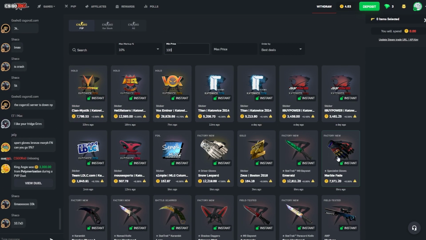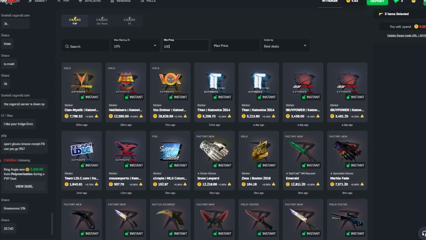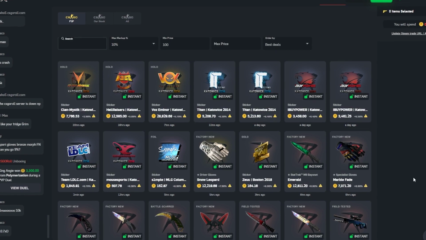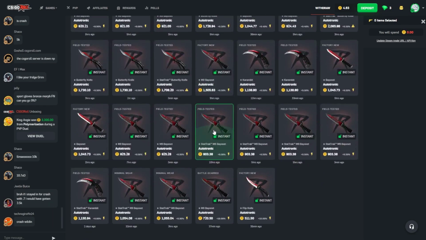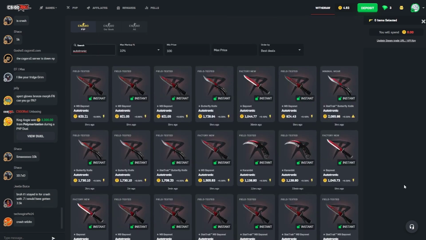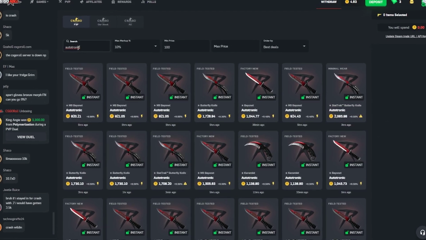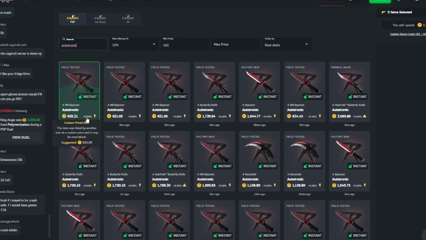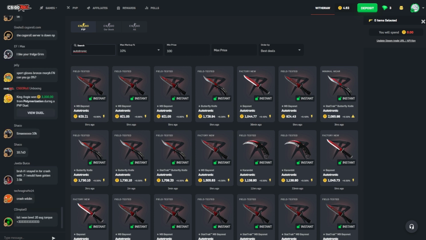That being said, if you want to filter specifically for a type of item, skin, or finish, you can just type Autotronic up there in the search bar, and it's only going to show you Autotronics, knife specifically. So this way, with the best deals, you have your Autotronic in your search bar, and it's going to show you lowest percent first. This is something really important to pay attention to because you can save yourself quite a few coins having that extra little bit of mindfulness on your items.